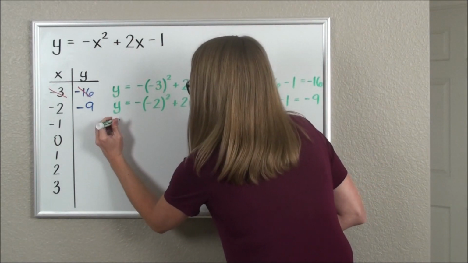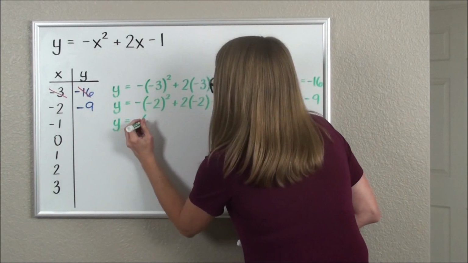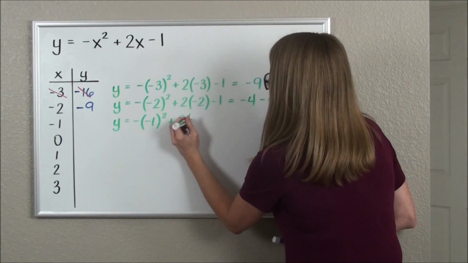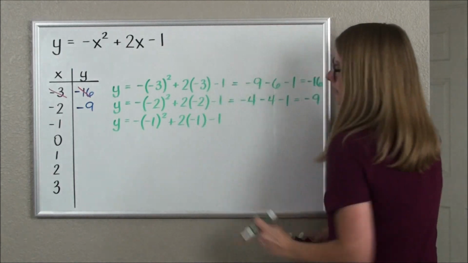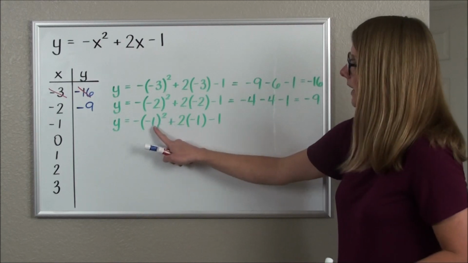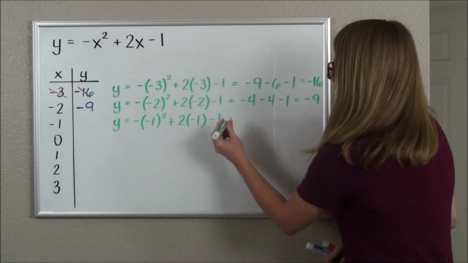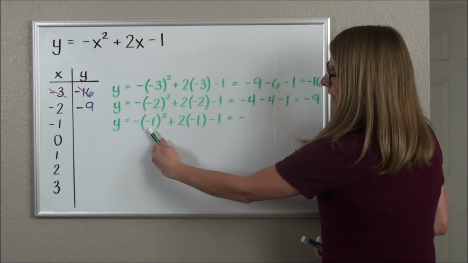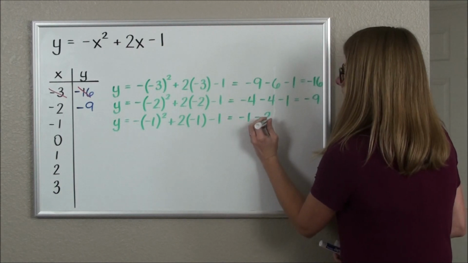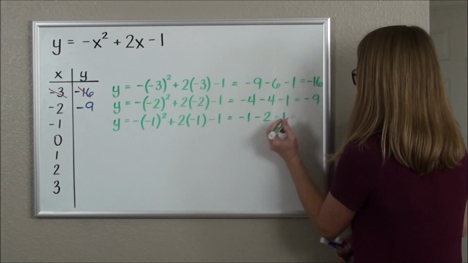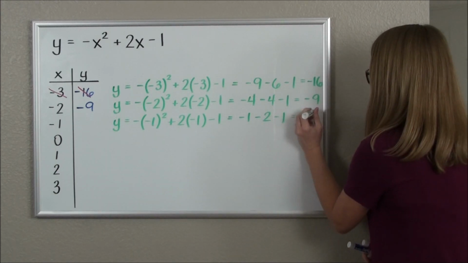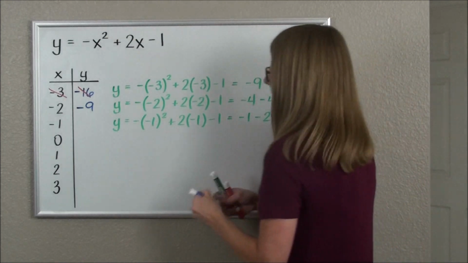This time let's plug in -1. Everywhere I see x, so negative x squared plus 2 times x minus 1. Everywhere I saw an x, I wrote parentheses -1. So now again, exponent before you multiply. I have the negative out front, but (-1) squared is just 1. 2 times -1 is -2, and then minus 1. -1 minus 2 is -3, and -3 minus 1 is -4. And that's a nice enough number. I'm going to keep that one as well.